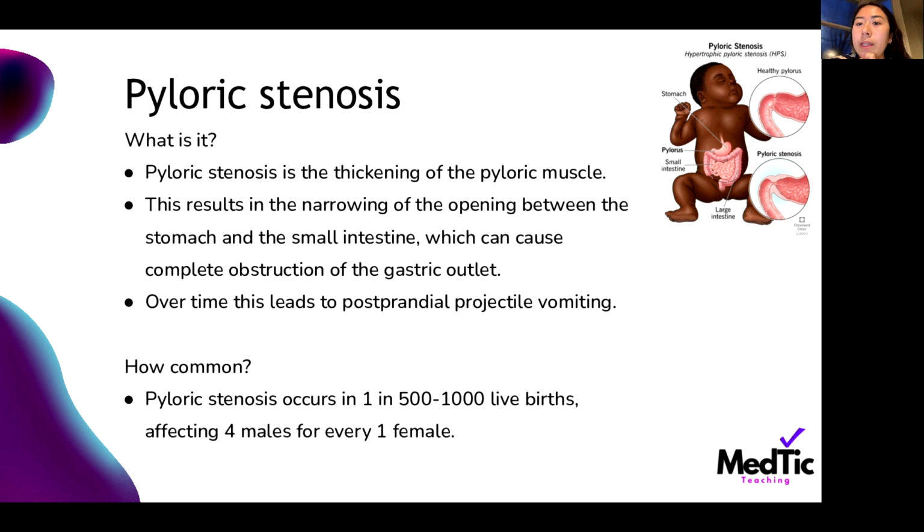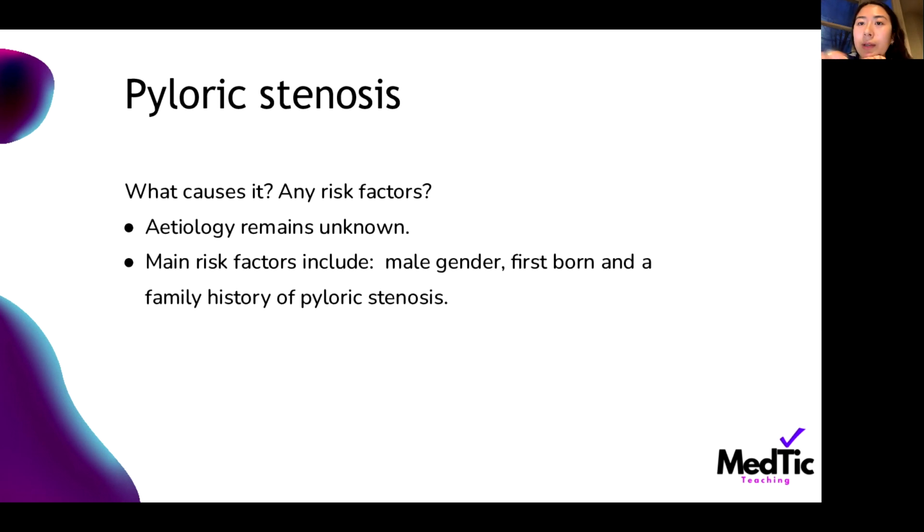In terms of how common it is, fairly common-ish, and it occurs more in males than females for some reason. Any risk factors, any causes? Again, I didn't really find any clear associations there, but main risk factors include being male, firstborn, and also having a family history of pyloric stenosis.